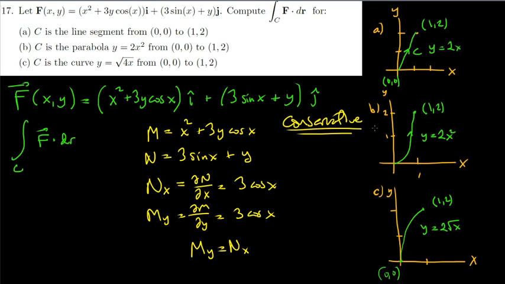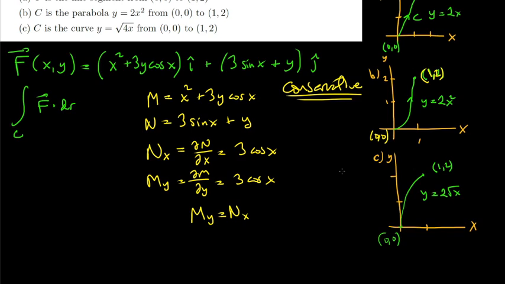Okay. Now, how does that help? Because these are not closed curves, right? If they were closed curves, the line integral would just be 0. But they're not closed, right? They all start at the same point, (0, 0), and they all end at the same point, (1, 2).